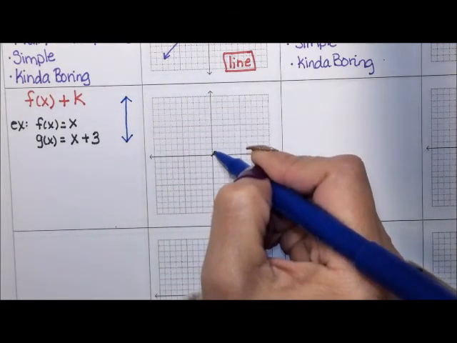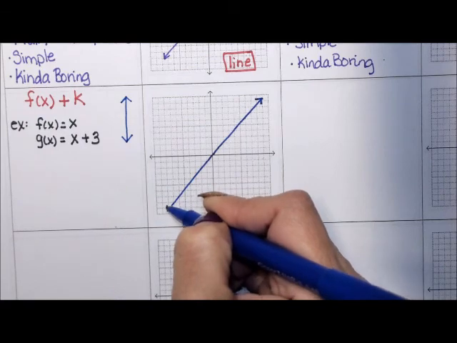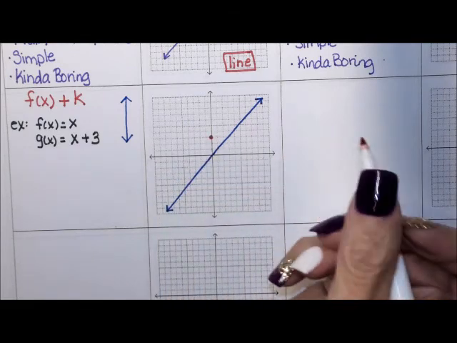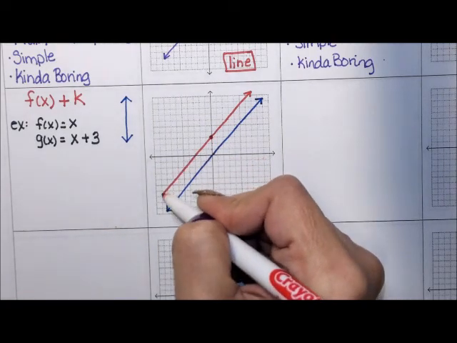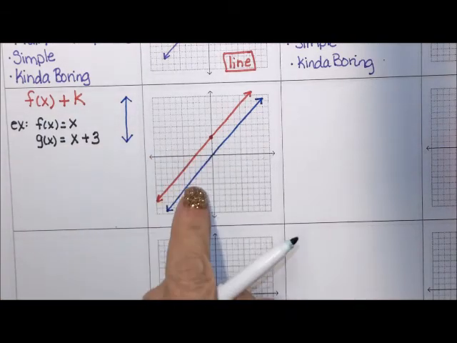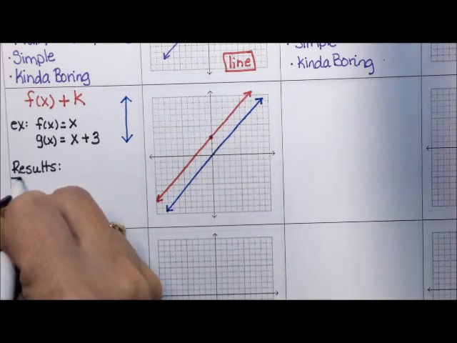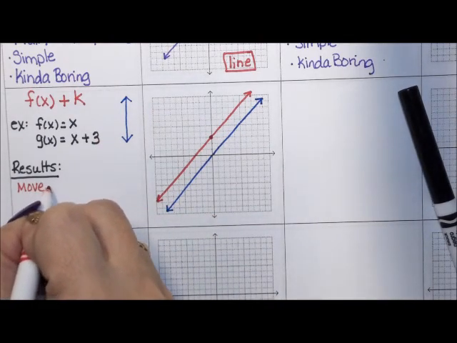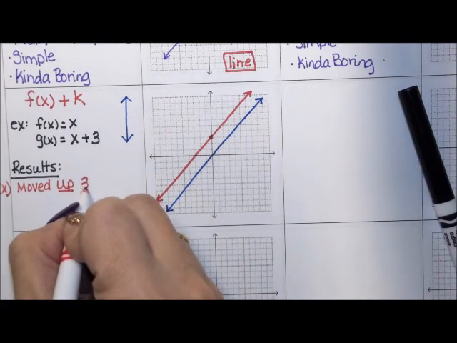So I'm going to come over here and I'm going to graph the parent function in blue, just like my calculator did. I'm going to try and keep those colors the same. And then what happened was when I added that plus 3, 1, 2, 3, it moved it up 3. Everything else stayed the same, didn't it? The slope, the slant, whatever you want to call it, everything else stayed the same. So what I'm going to say is, here's the results: g of x moved up 3 units.